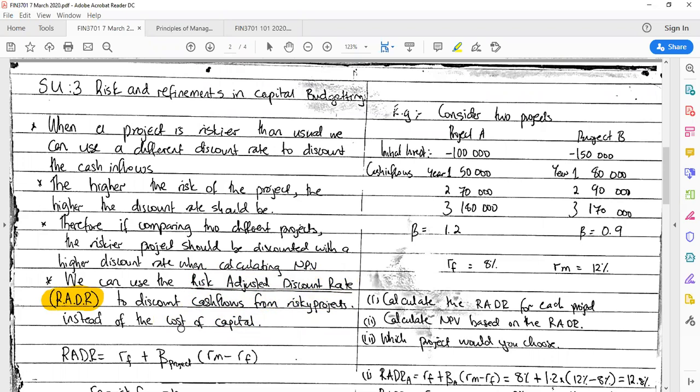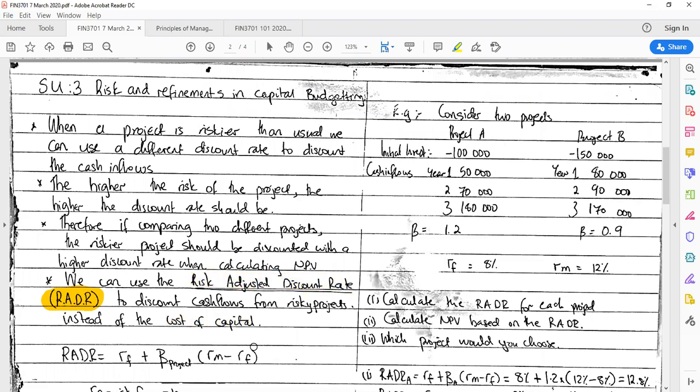Remember, if a project is just average risk, like let's say the projects we've been looking at so far, they were just average projects. We've been using the cost of capital and one discount rate to discount all the different projects. But when these projects start being riskier than the average projects, we can no longer use the cost of capital. We rather have to use the risk-adjusted discount rate.